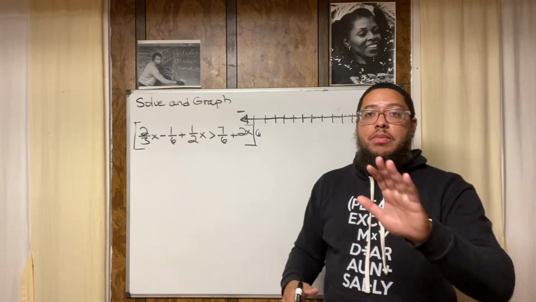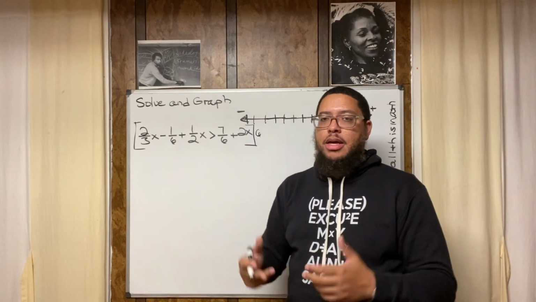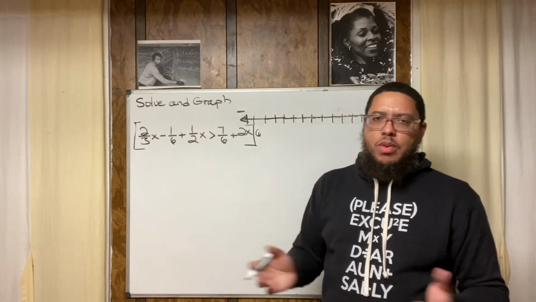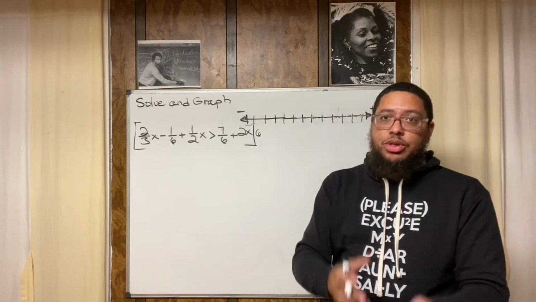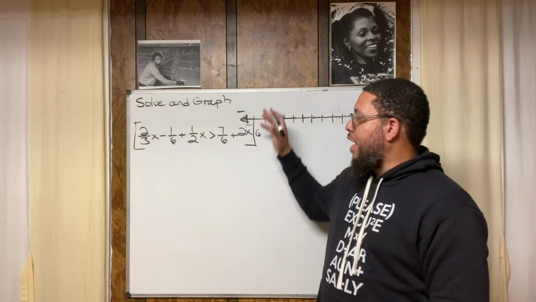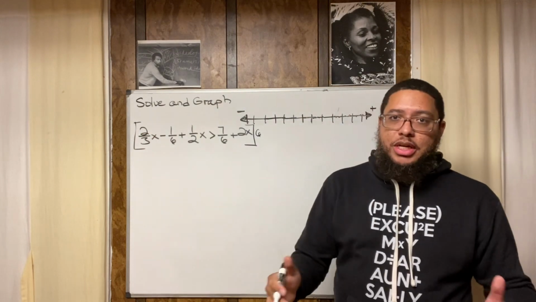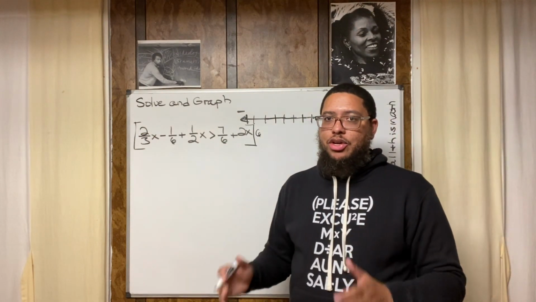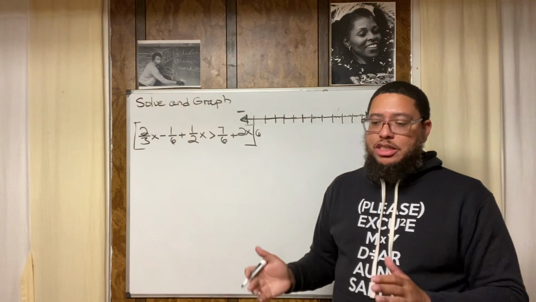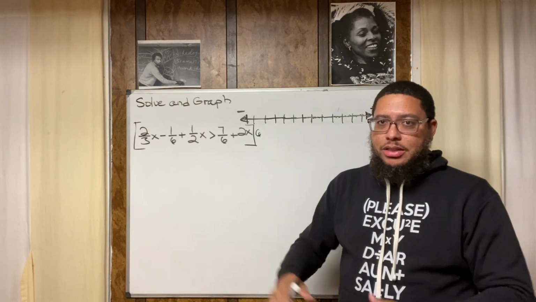Everything. Even the parts that aren't fractions, like this 2x right here. A lot of people make the mistake and say, oh, that wasn't a fraction, so I don't have to multiply by that. Yes, you do. This number gets multiplied by everything in the inequality, or if it was an equation, everything inside the equation, not just the fractions. Everything gets multiplied.